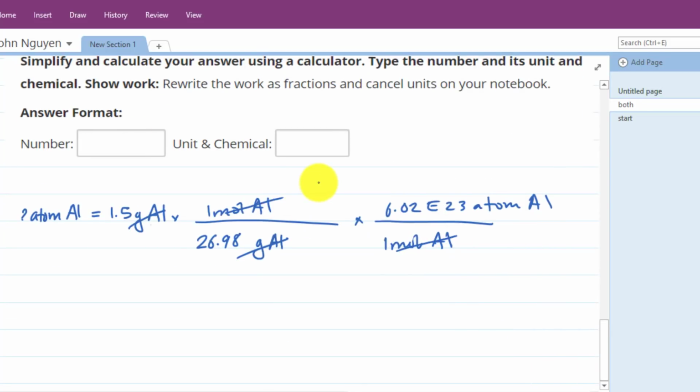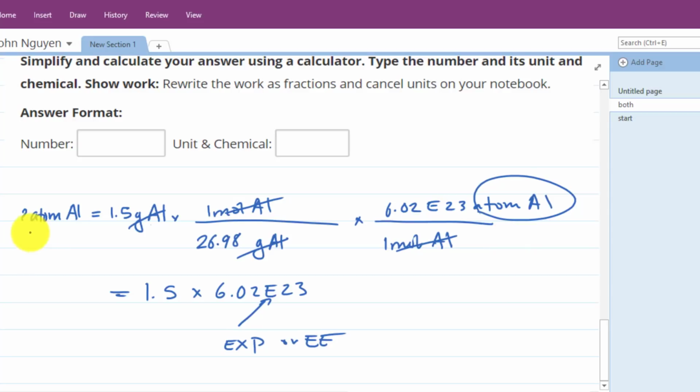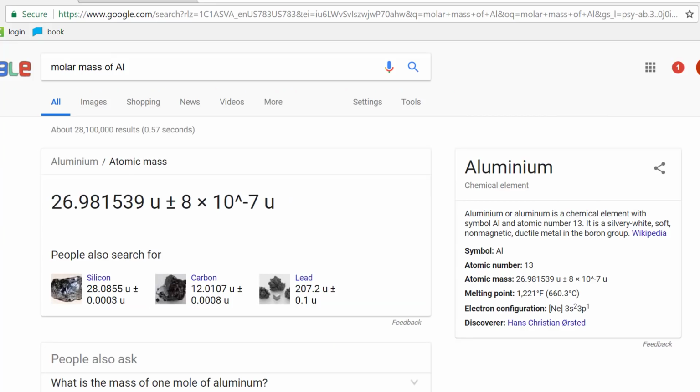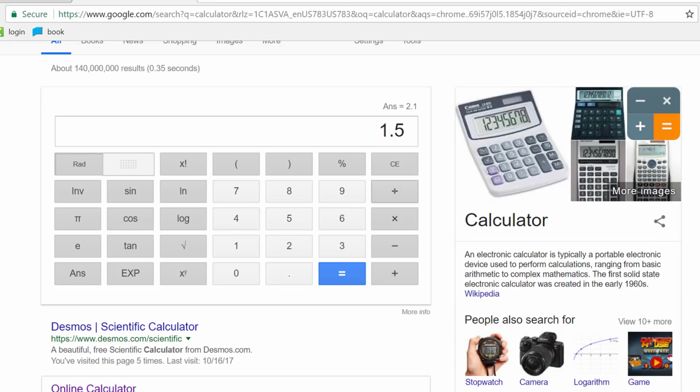And let's plug this into our calculator. It will look something like this. 1.5 times 6.02 e to the 23rd. And remember, e is also known as exp, or the double E button on your calculator. And our final unit in chemical must be atoms of aluminum, which is exactly what we're looking for. And of course, you have to divide it by the number on the bottom, which is 26.98. Let's plug this into a calculator. 1.5 times 6.02 e to the 23rd divided by what? 26.98. That gives us 3.35 e to the 22nd.